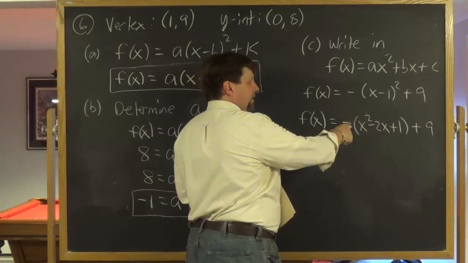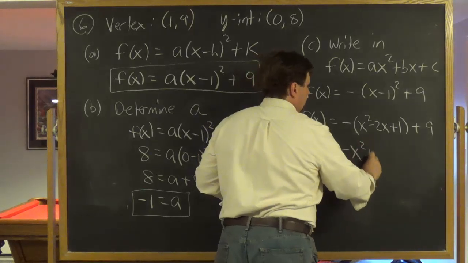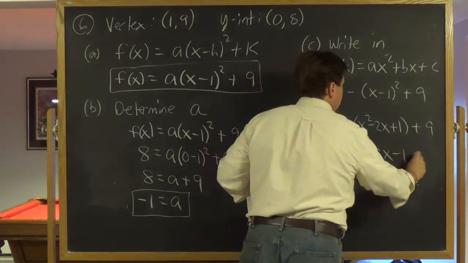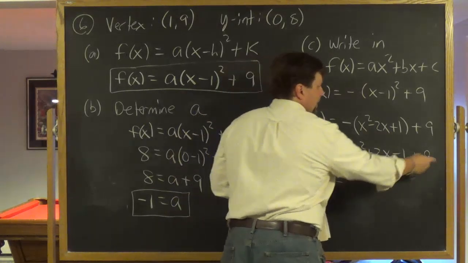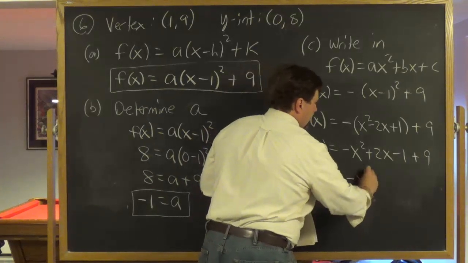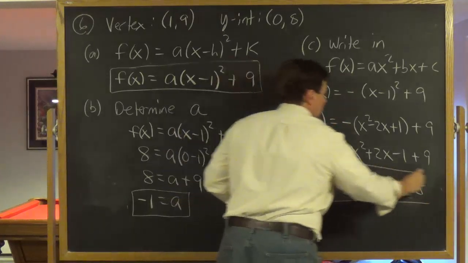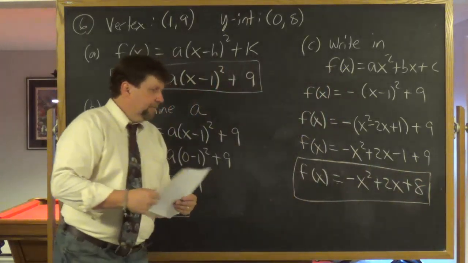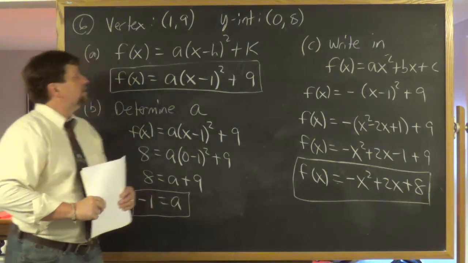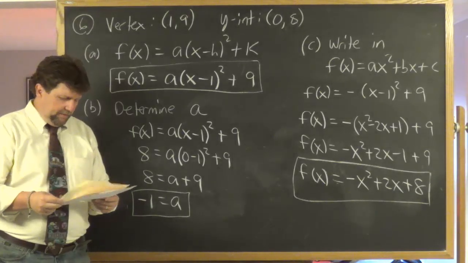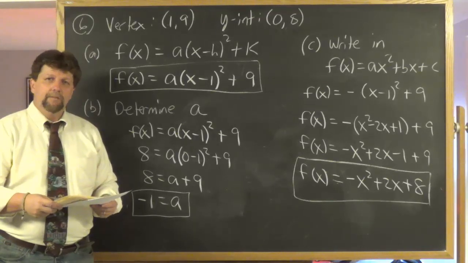Now this negative, I'll go ahead and distribute the -1. That gives me a negative x squared plus 2x minus 1 plus 9. Then I combine my like terms. The only like terms I have are the -1 and 9. So I get negative x squared plus 2x plus 8. And that would be the answer to part C. That's in the ax squared plus bx plus c form. So that's it for number 6. Hopefully this is making sense, and well, I guess next up we'll take a look at number 7.